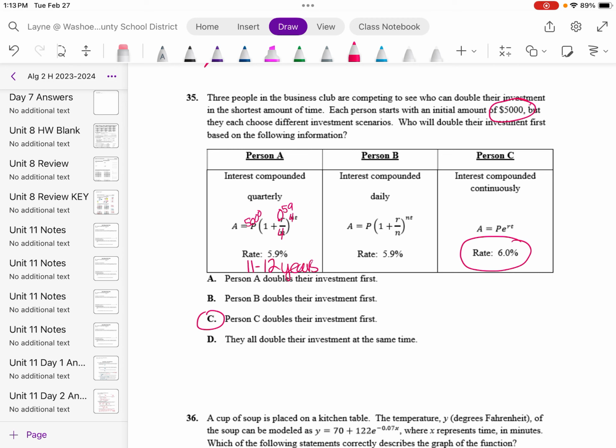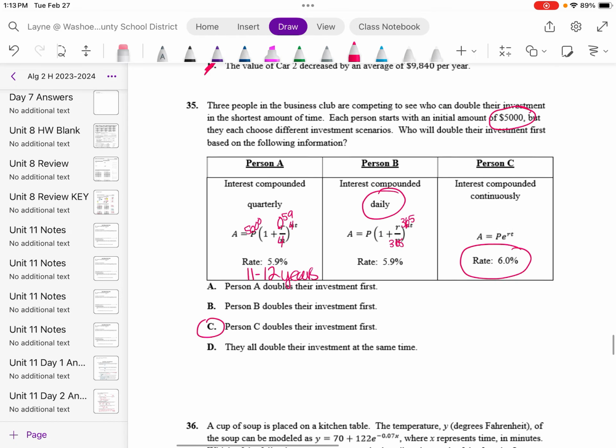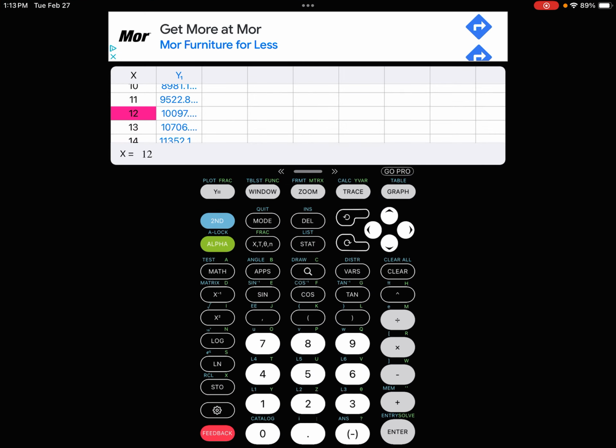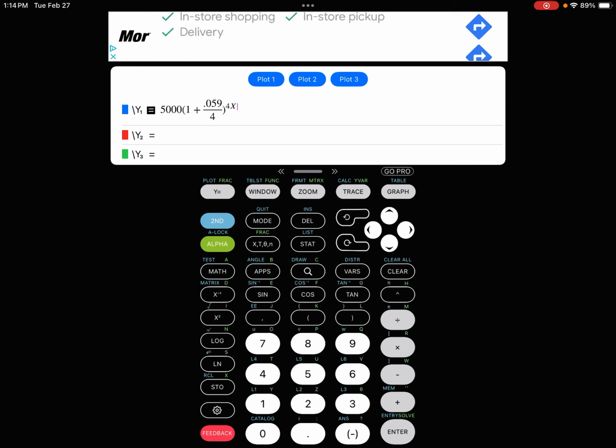Okay, now all we're going to do is change. The only thing we're changing is that it's compounded daily, not quarterly. So we're just going to change this n to a 365 in both places. So in our calculator, we're going to go back to y equals.